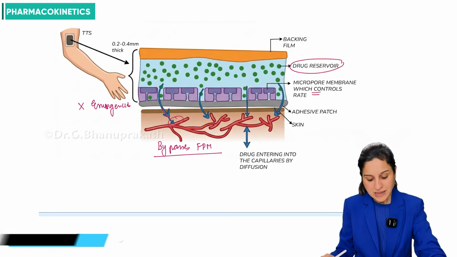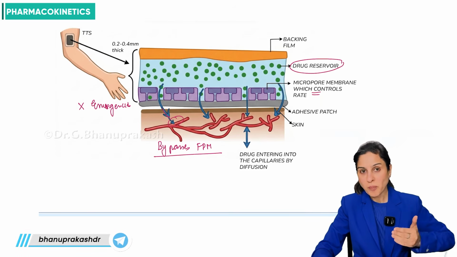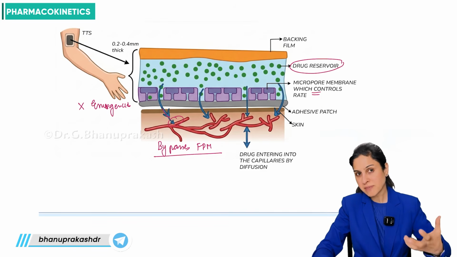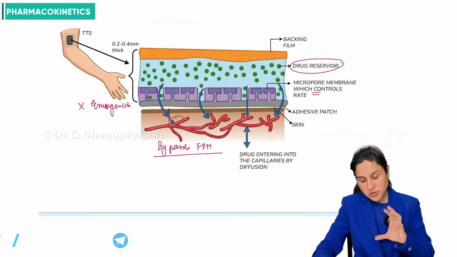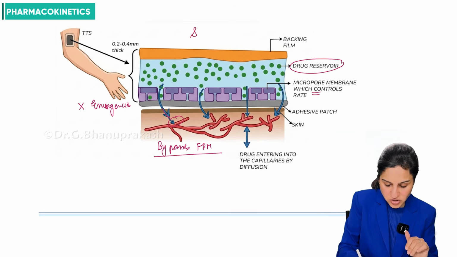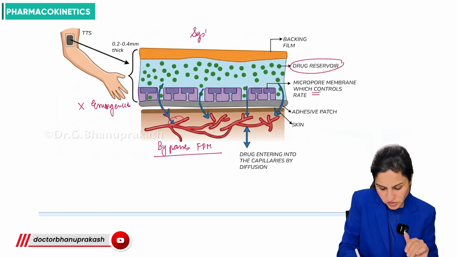Also remember that sometimes students get confused whether this is a topical route or local route of administration, or systemic. Because the drug is entering into the systemic circulation here, this is your systemic route of administration and not a local route of administration. Remember this, okay? So this is a systemic route.